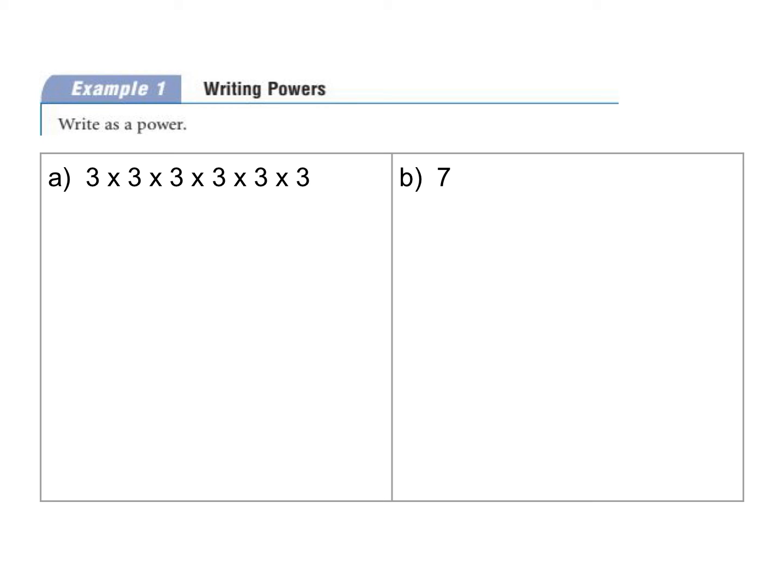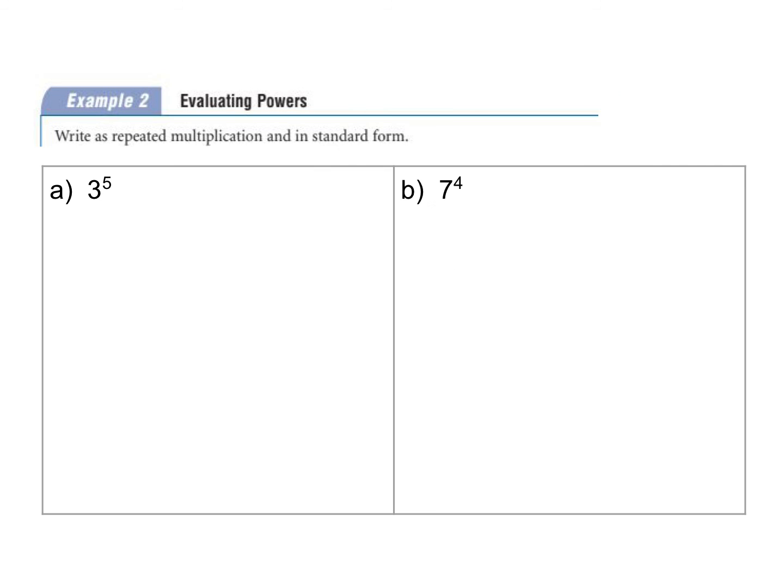The first skill we're going to look at is being able to write a power. Here we know that our base is going to be 3 because that's the number being multiplied by itself. And we're going to count how many times: 1, 2, 3, 4, 5, 6. So in this case, our exponent will be equal to 6. In our second example, we know the base is 7. And in this case, there's only 1, so that means it's only being multiplied by itself 1 time. So the exponent here will be 1.